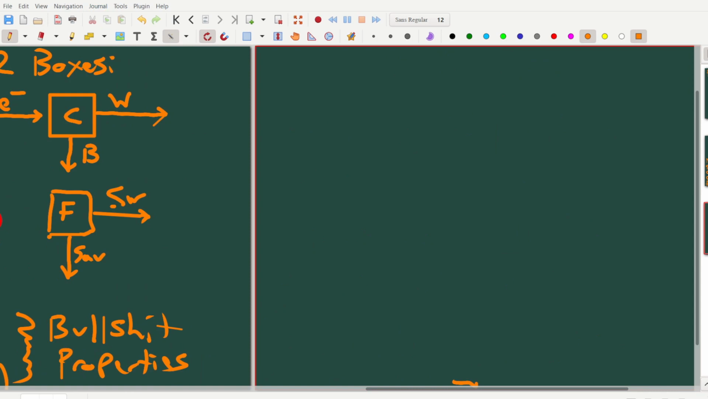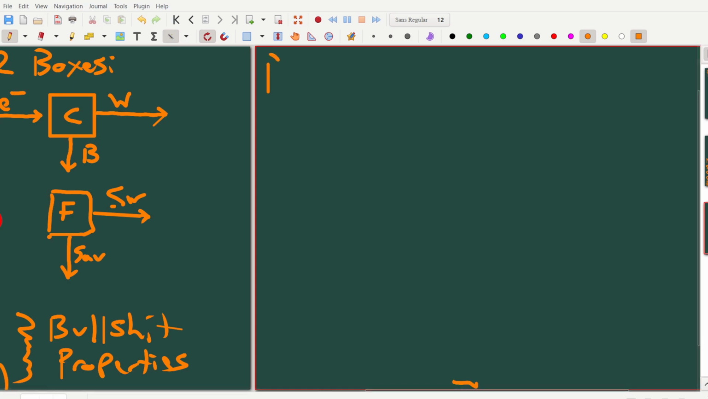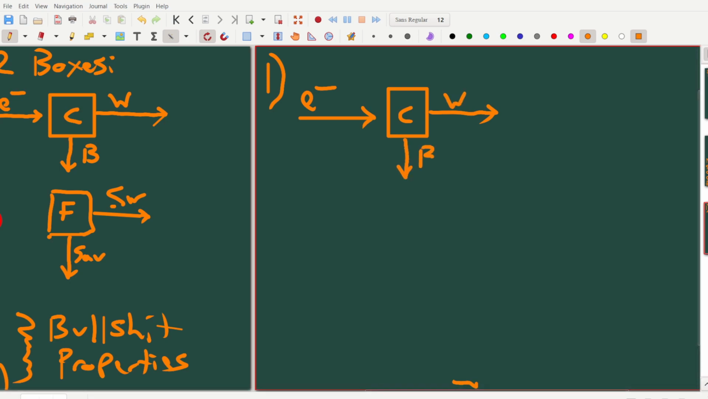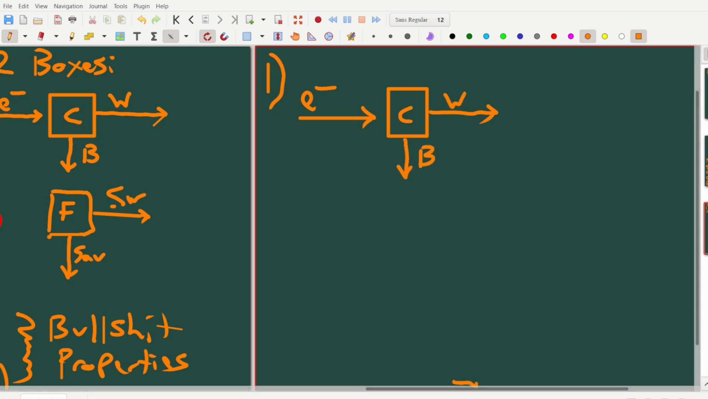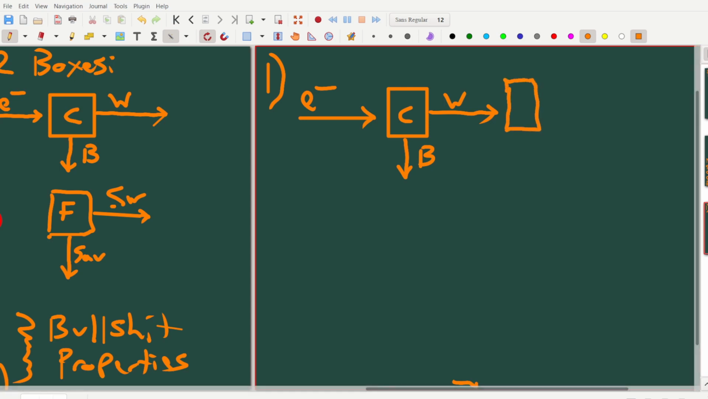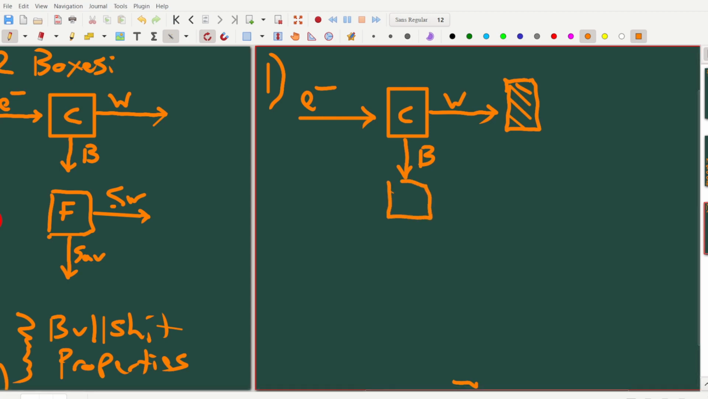So let's do the first one. Very, very simple. We're going to take a random electron, and we're going to put it into one of the boxes. We'll start with color. We get white out here and black out here. And then at the ends of these lines, we're going to put detectors. So I'll draw a detector with this box that's shaded like this. These are our detectors.